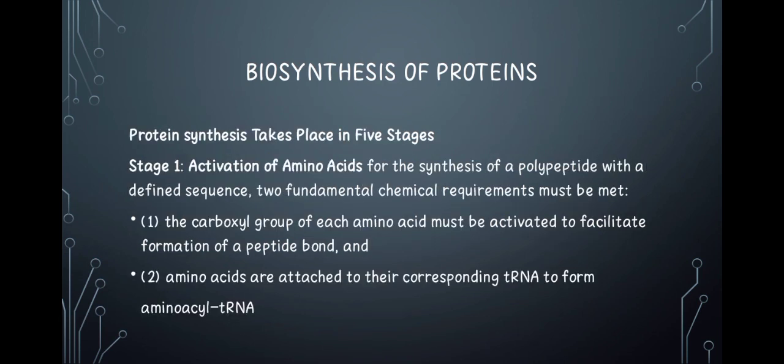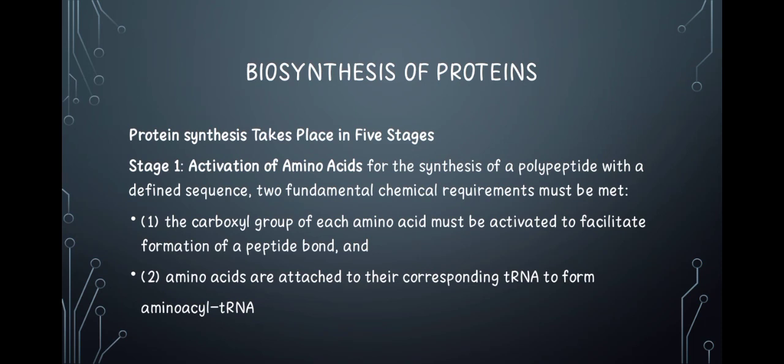After the transcription, the translation begins and the mRNA moves out of the nucleus into the cytoplasm and gets to the ribosomes. Now for this translation, there are actually 5 stages. The first stage is the activation of the amino acids. The amino acids are present in the cytosol and they have to be activated.